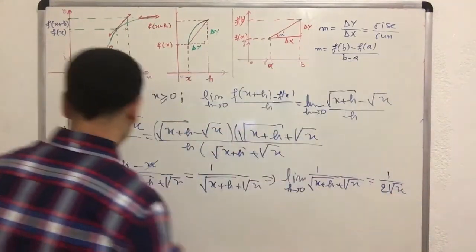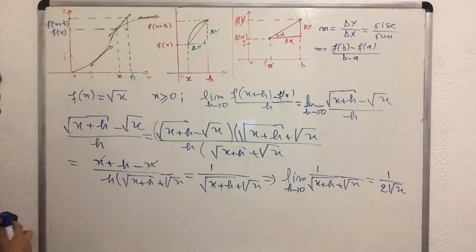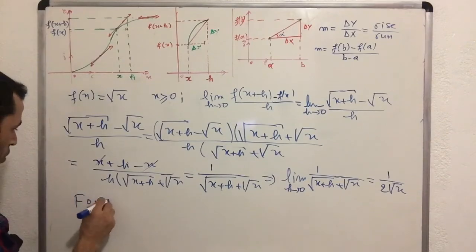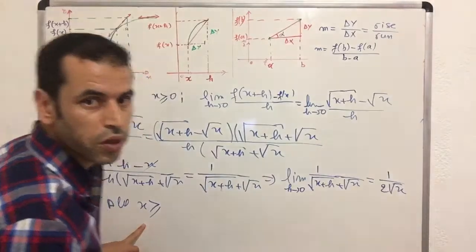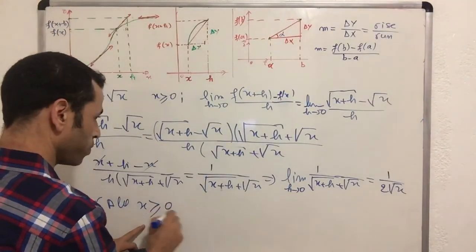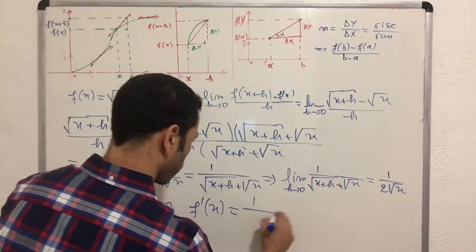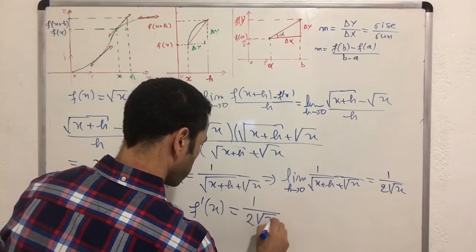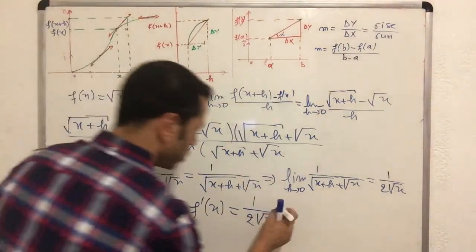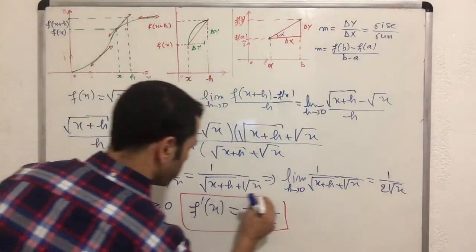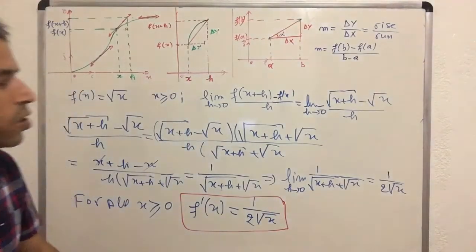So your limit is 1 over 2 square root of x. This is f prime, that's what I'm looking for. So for all x greater than 0, your f prime of x equals 1 over 2 square root of x. This is your limit. This is how f prime is calculated. So I think everything is clear.